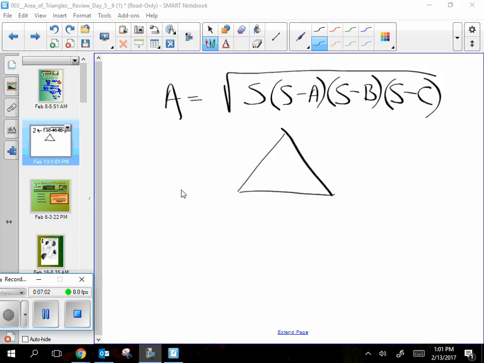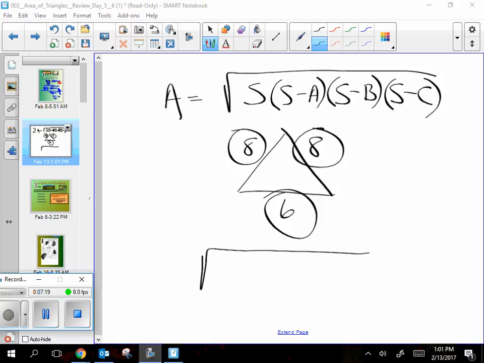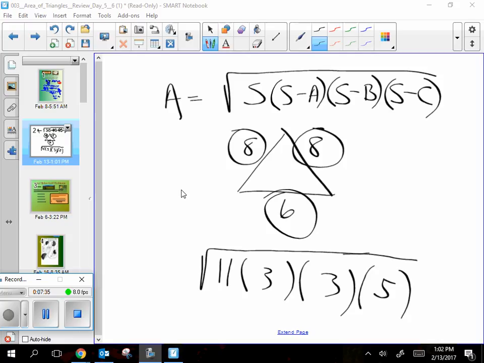Remember that one we did before where this was 8 and this was 8 and this was 6? Watch how quick this will be. Add these together. What do you get? 22. And then what's the semi-perimeter then? 11. So it's the square root of 11 times, and then I go 11 minus 8, which is what? 3. And then I go 11 minus 8 again, 3. And then I go 11 minus 6. And that is your answer.